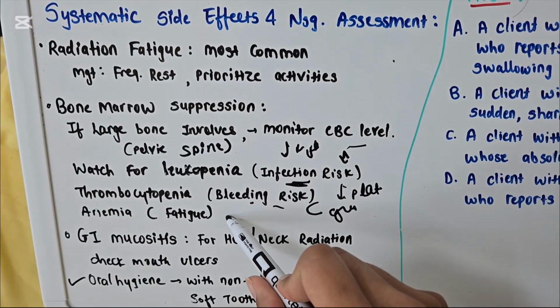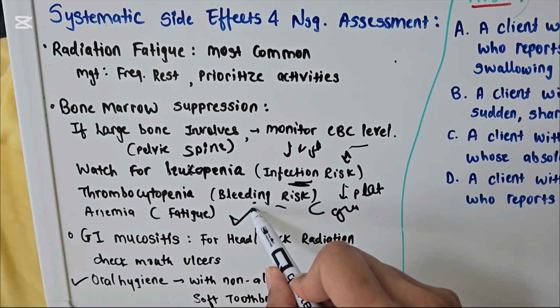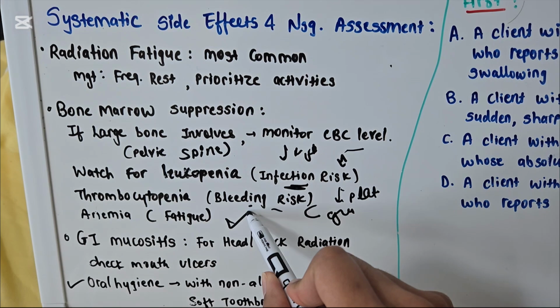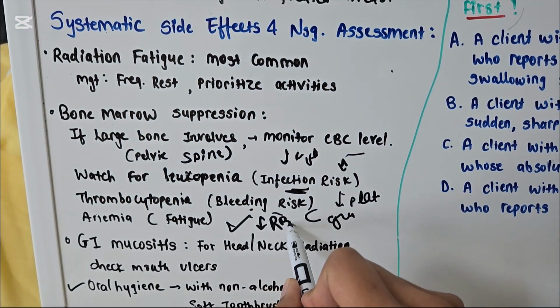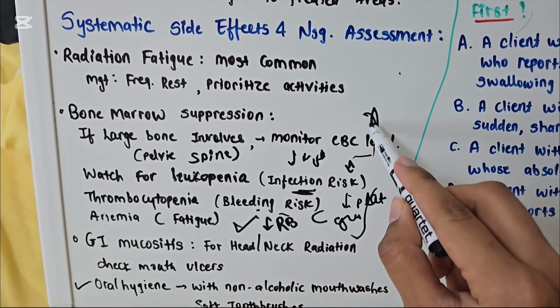Anemia is very common in patients having chemotherapy, radiation therapy, and overall patients with cancer. So anemia is a low level of RBC, so all the cell levels are decreased.